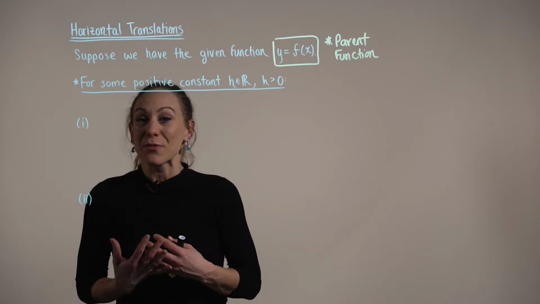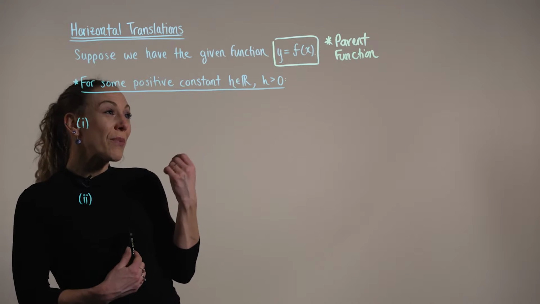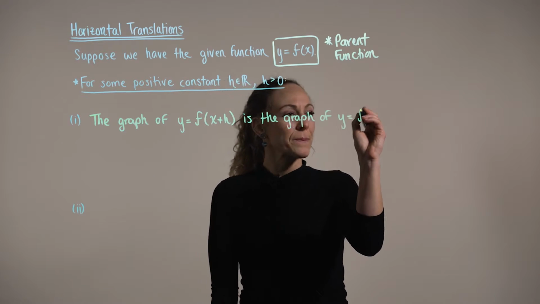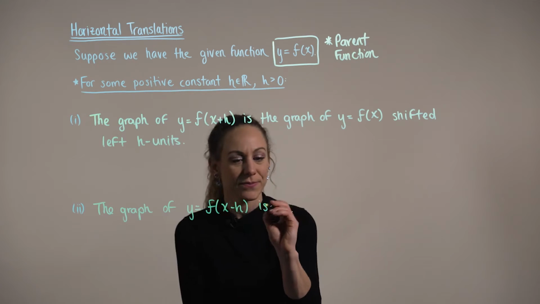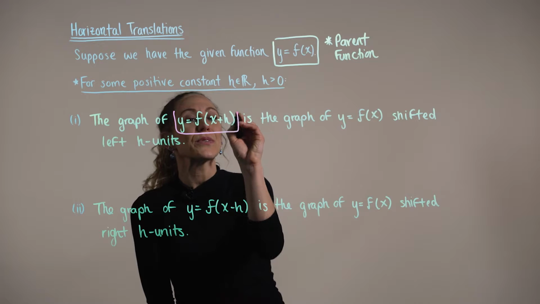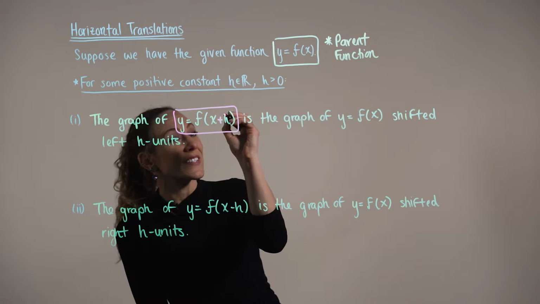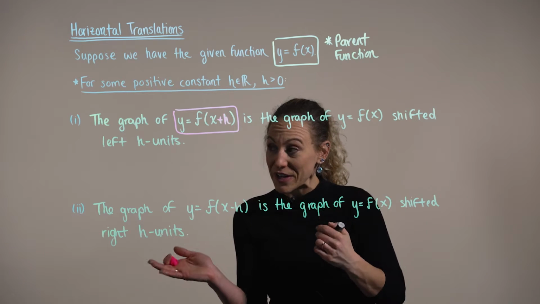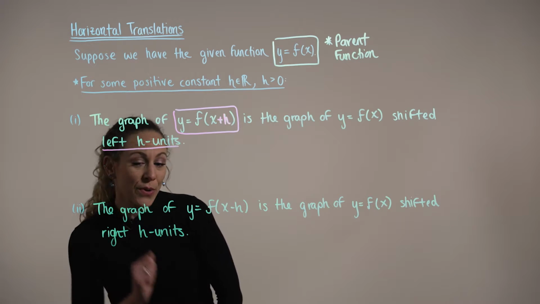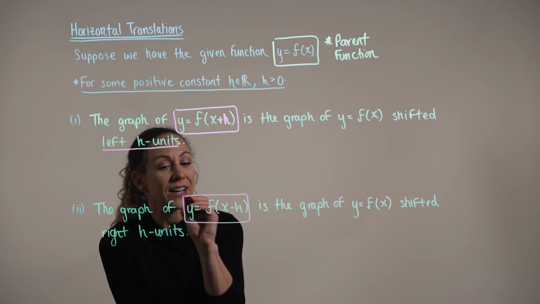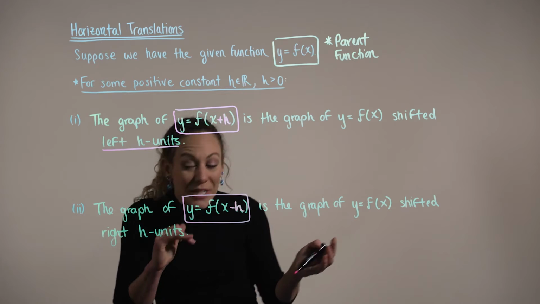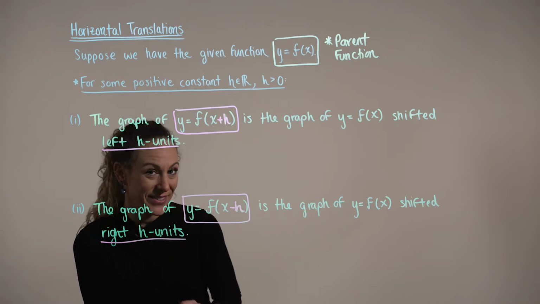So let's put that into some formal terminology. So we say that for some positive constant h, we have the following. In case 1, we say that the graph of y is equal to f of x plus this constant h is the graph of our parent function, but it's being shifted to the left h units. And in case 2, we say that the graph of y is equal to f of x minus this constant h is, again, the graph of our parent function, but it's being shifted to the right h units.